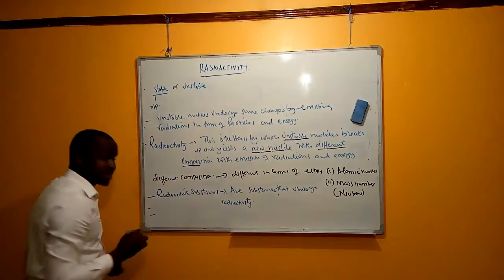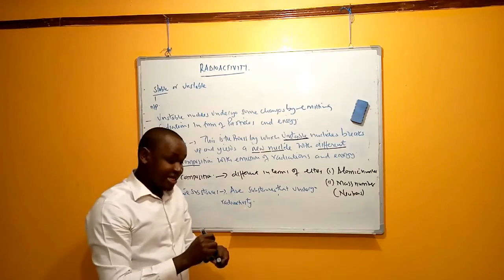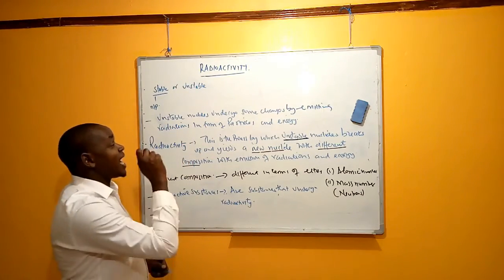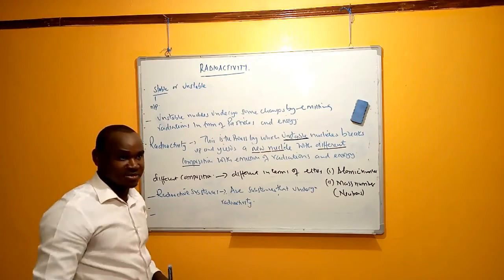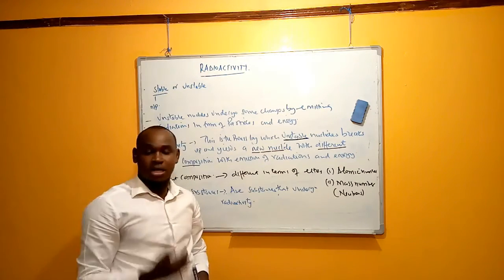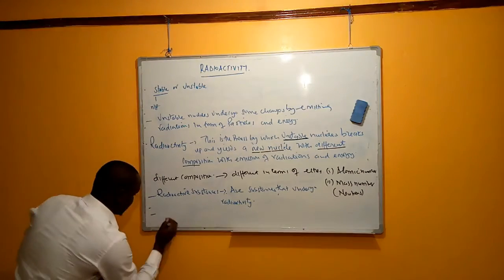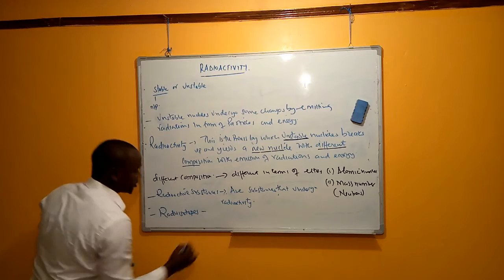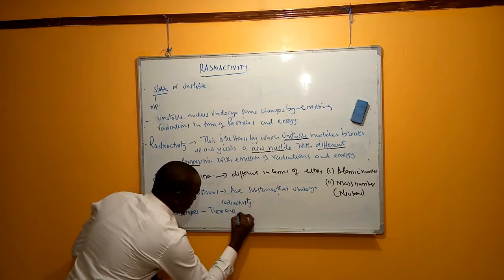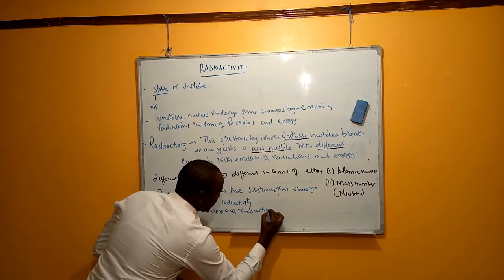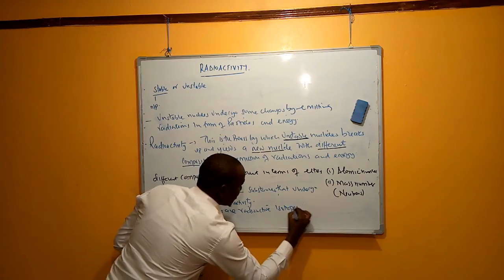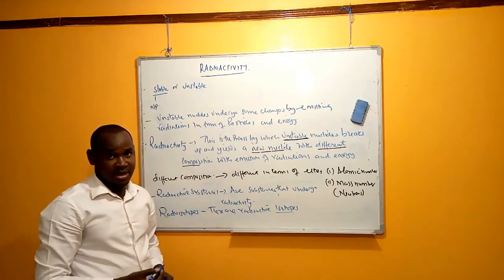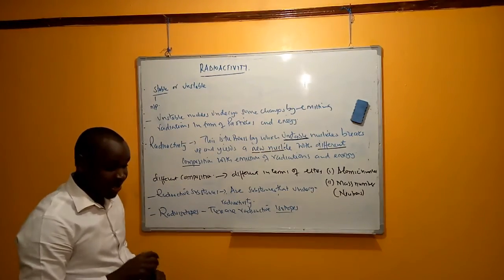And then, we say isotopes are atoms of the same element with different mass number. Those isotopes which are radioactive or undergo radioactivity are called radioisotopes. Radioisotopes are radioactive isotopes. The ones that can break up to yield a different nuclide are called radioisotopes.